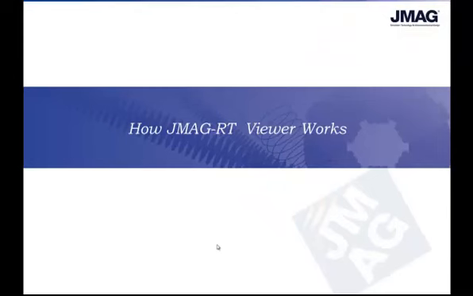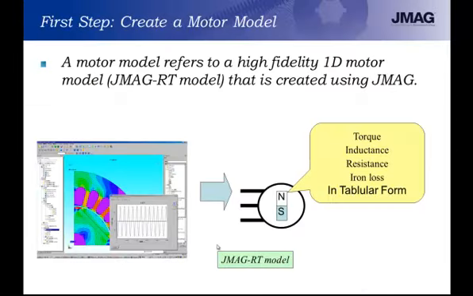So how does JMAG-RT Viewer work? Well, first we need the motor model. A motor model refers to a high-fidelity 1D model using a JMAG-RT model that is created using JMAG. So in this case, we can see that we have our simulated model, and then we generate our JMAG-RT model. That JMAG-RT model block contains numerical data for torque, inductance, resistance, and iron loss at each operating point in our operating range.